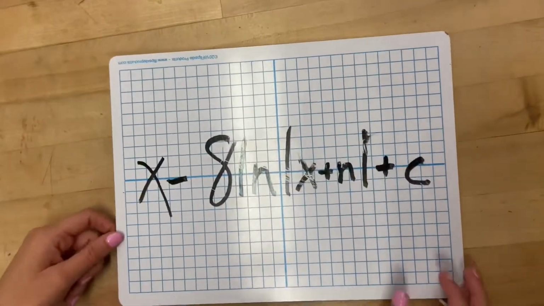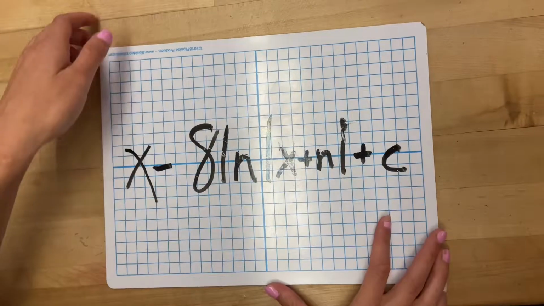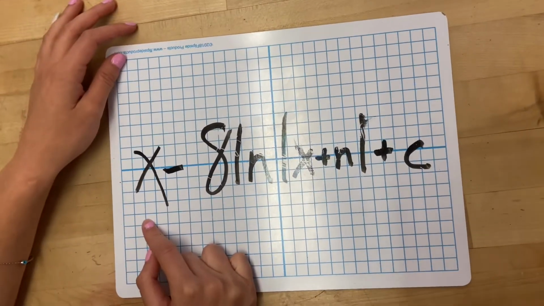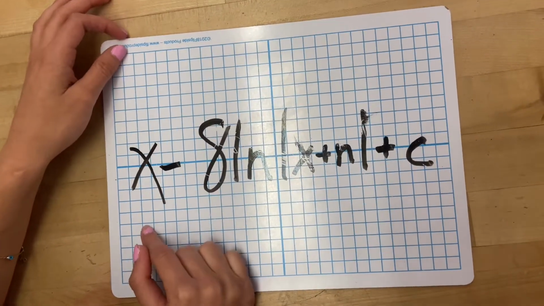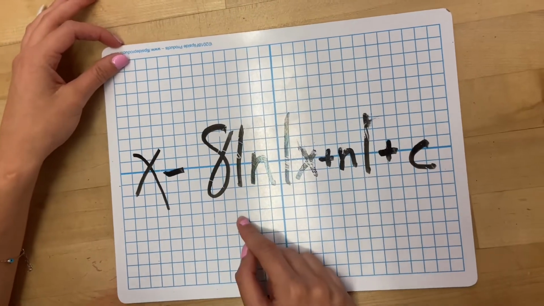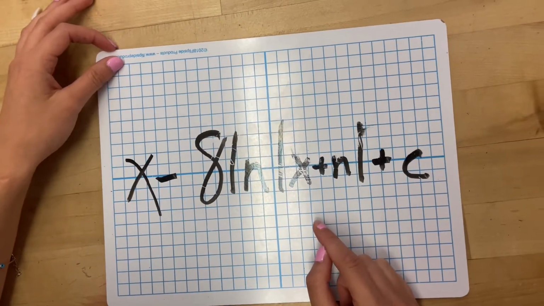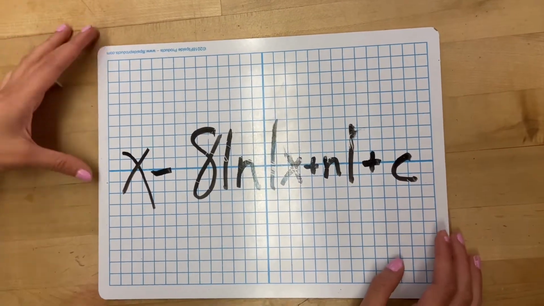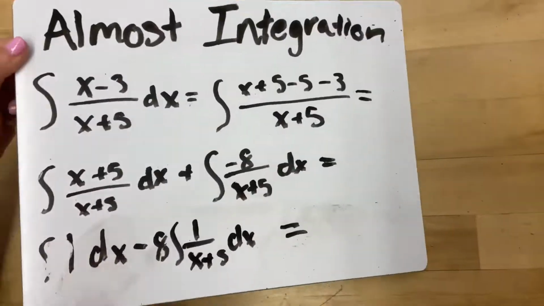The integral of 1 is x. And then from that, you subtract 8 ln of x plus 5, plus c. Super simple to integrate once you use the almost integration technique.